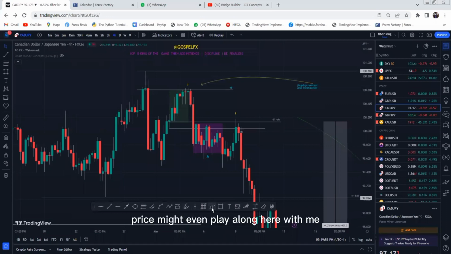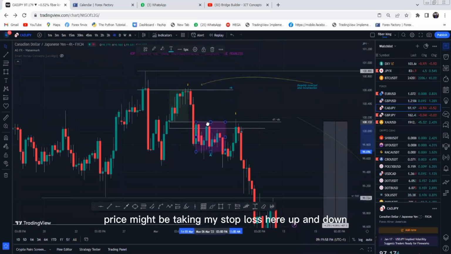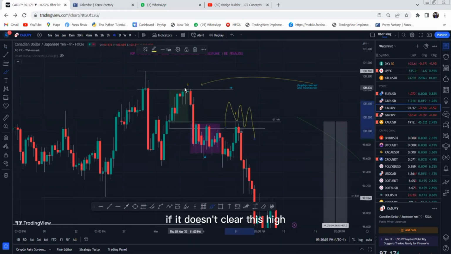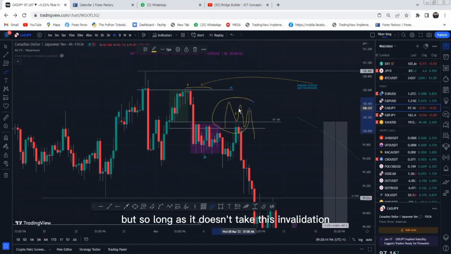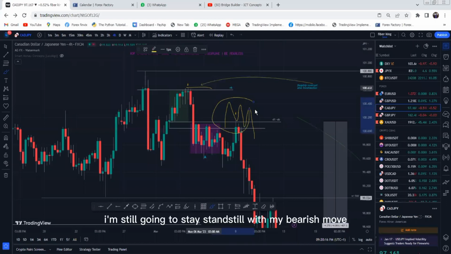Price might even play along here with me. Price might be taking my stop loss here, up and down, up and down. If it doesn't clear this high, I'm still going to be bearish. That's the importance of your reversal, your invalidation zone. Price can be playing around this area, but so long as it doesn't take this invalidation, I'm still going to stand still with my bearish move.